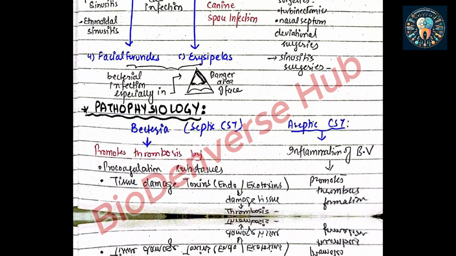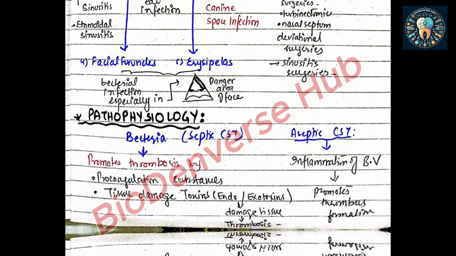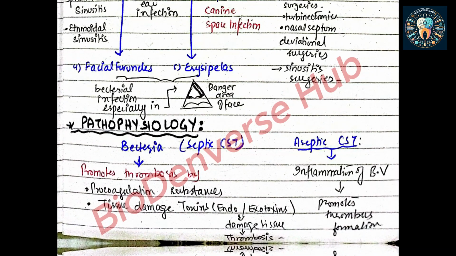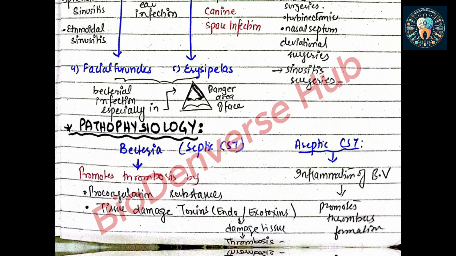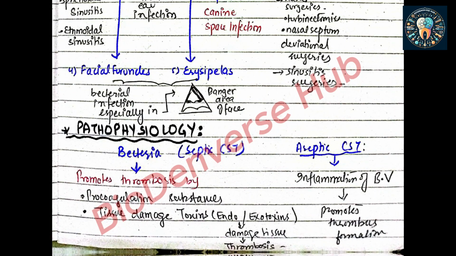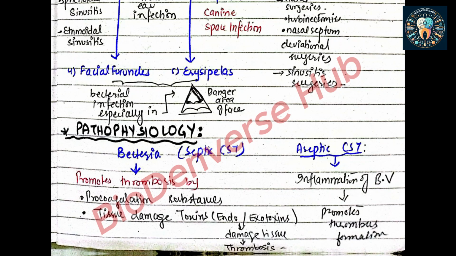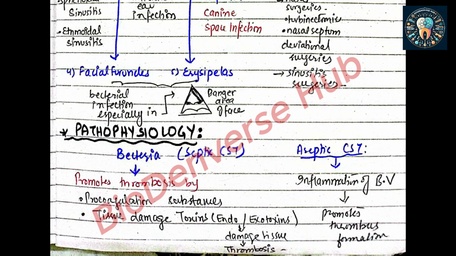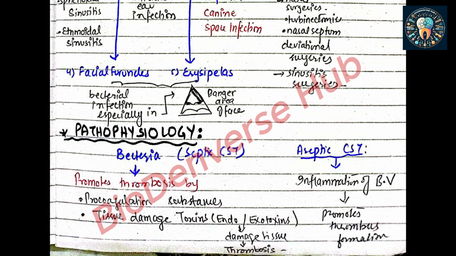So pathophysiology is of the septic one and the aseptic one again. As we know, in the septic type, we have the infection. So any bacterial infection was present out there. So at that region, the bacteria will promote the thrombosis by following procoagulation substances, the tissue damage toxins, that is the endo or the exotoxins that could damage your tissue and lead to the thrombosis.